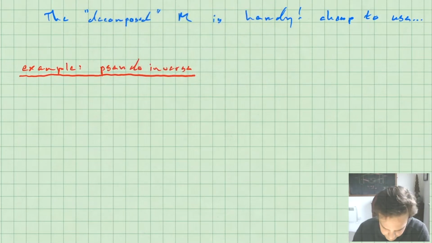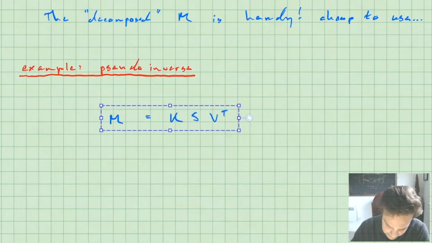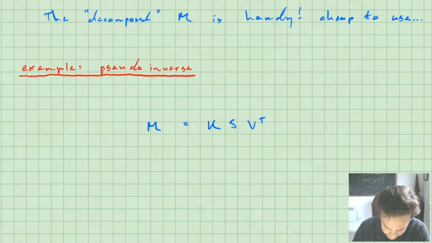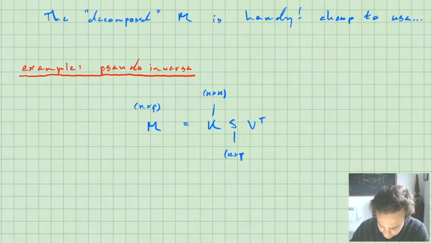And so the idea is, the matrix M looks like this: M is equal to U in the decomposed form times S times V transpose. Let's just look at the dimensionality here to make sure we understand everything. M has dimensions n by p, U has dimensions n by n, S has dimensions n by p, and V transpose has dimensions p by p. Right, so that's the dimensionality of things.